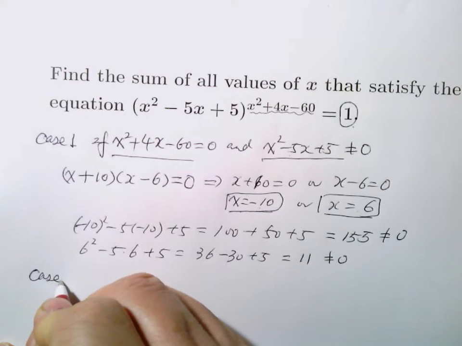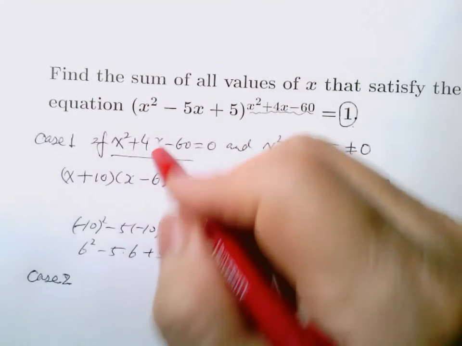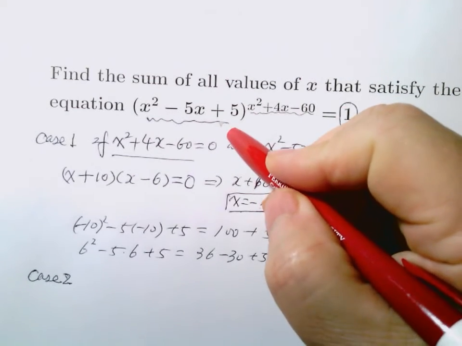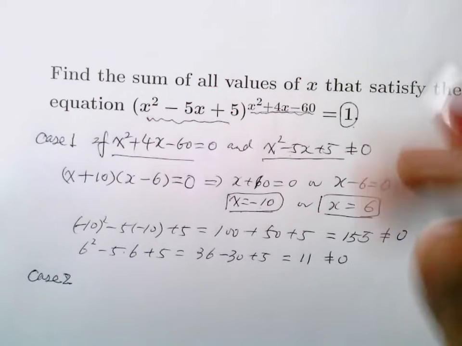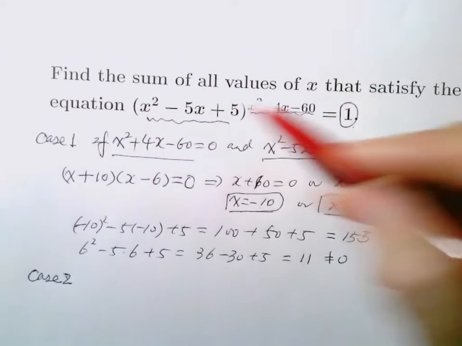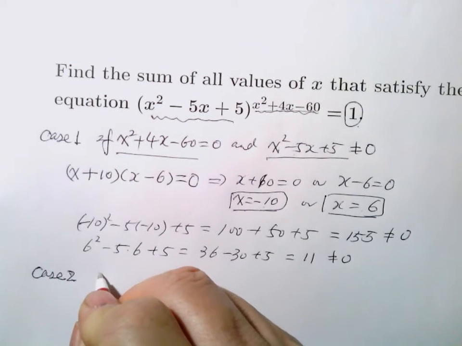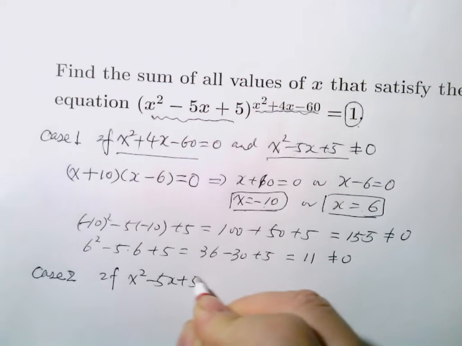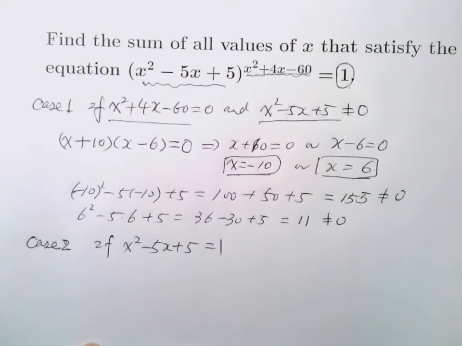Let's take a look if we have a second case. What is the second case? If the base equals 1, the exponent can be any number. It doesn't matter what number, it still makes this equal to 1. So that's case 2. Case 2: if x squared minus 5x plus 5 equals 1. And so we solve this equation.